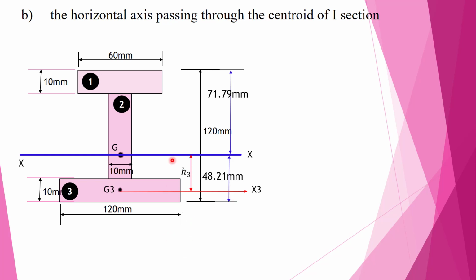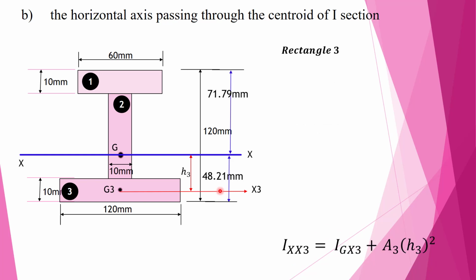Now what is h3? h3 is the distance between these two, right? So you know the distance of xx from the base, that is 48.21, and you know this distance also. What is this distance? G3 will be exactly at the center, so this distance will be 10 by 2. So how will you find the distance between these two axes? That will be 48.21 minus this 5, right? So that will be h3.